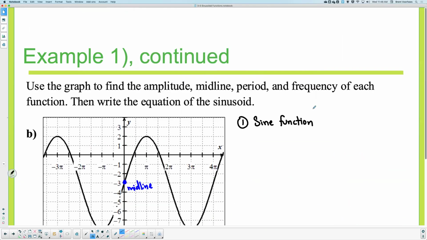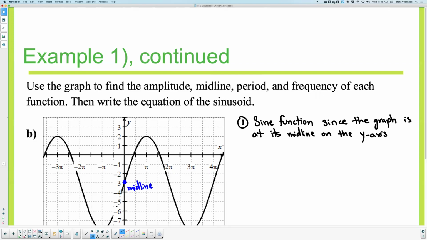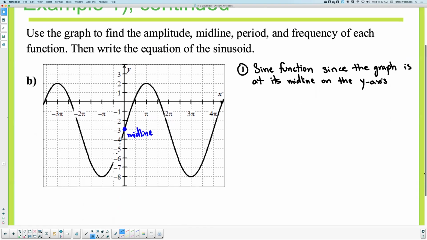Okay, we're going to say sine function since the graph is at its midline on the y-axis. So sine begins at its midline. If you think of the unit circle, the y value is at its middle value when you start, whereas cosine begins at its maximum on the y-axis. Okay, so this will be a sine function.